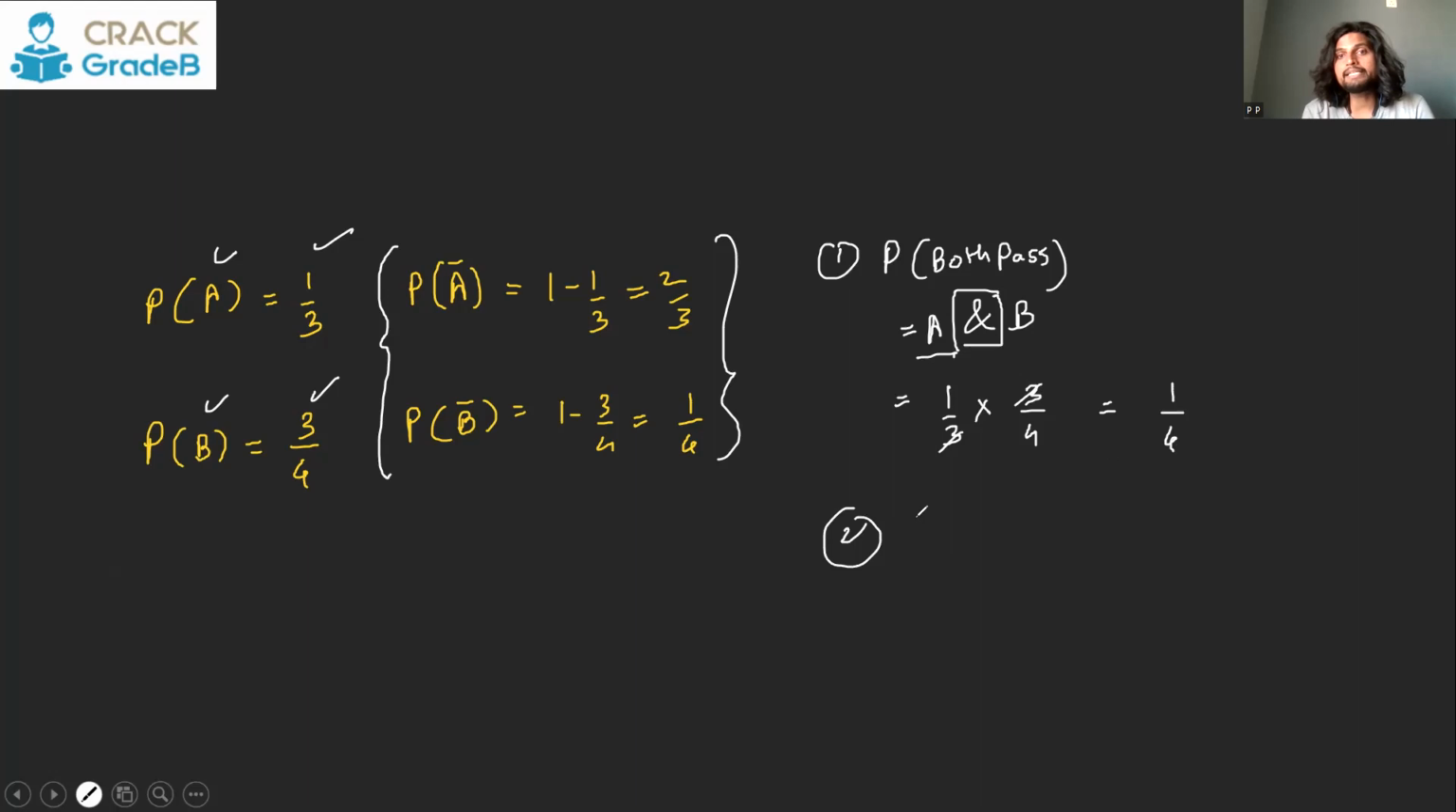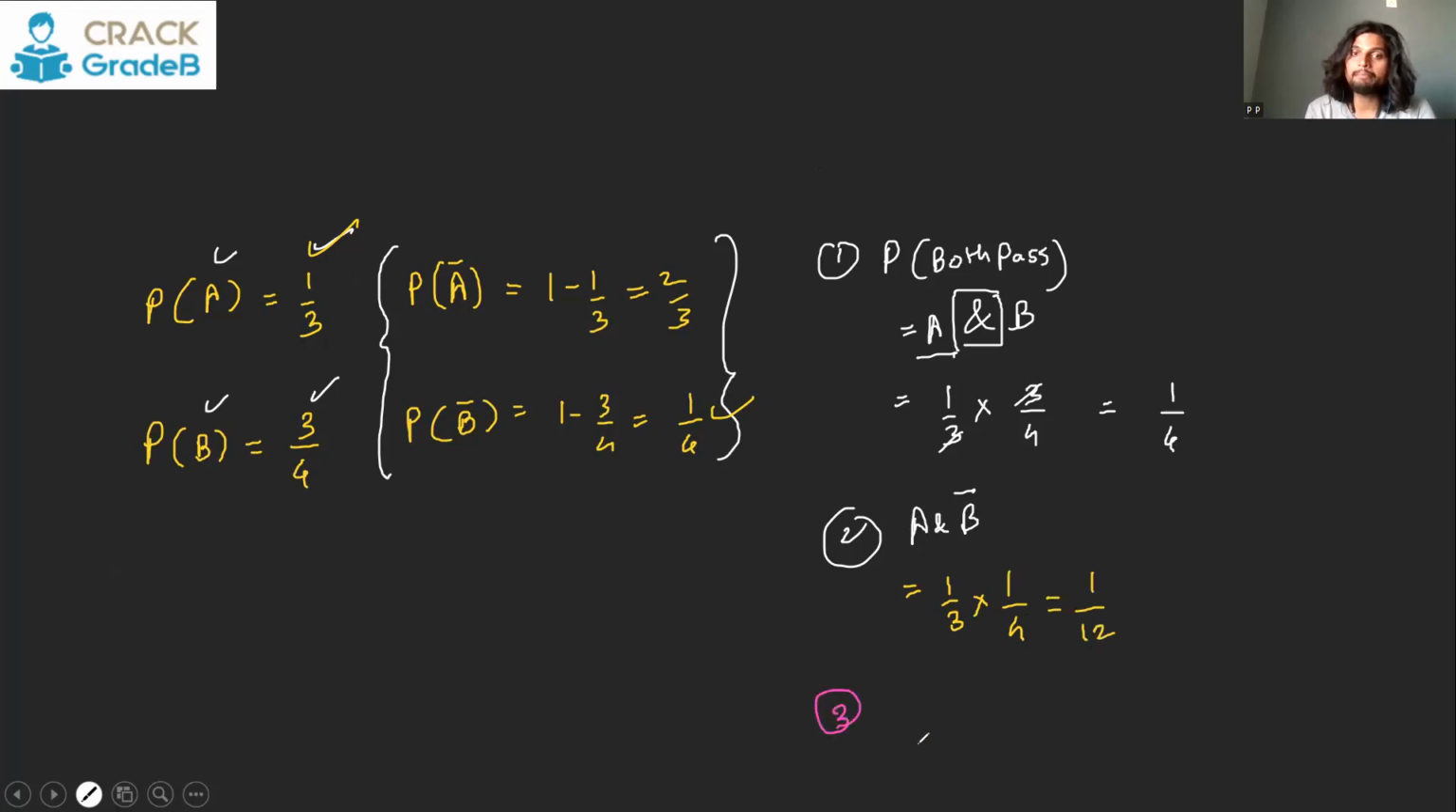If I ask you what is the probability that A pass but B fails? What is the probability that A pass and B fails? So you say A pass means this should happen. So probability that A pass is 1 by 3. And probability that B fails is 1 by 4. So this happens and this happens. The probability will be 1 by 3 into 1 by 4. That is 1 by 12.